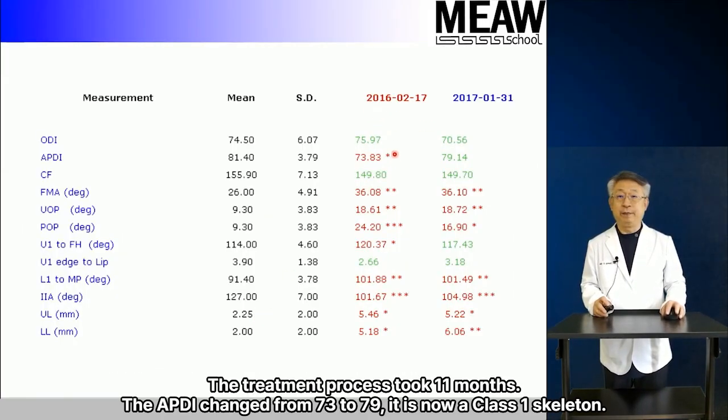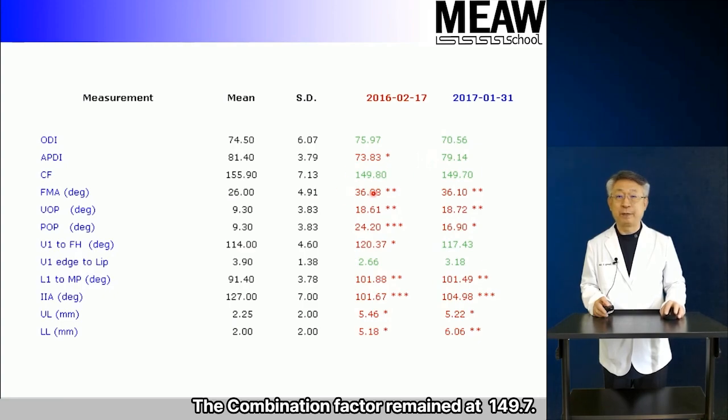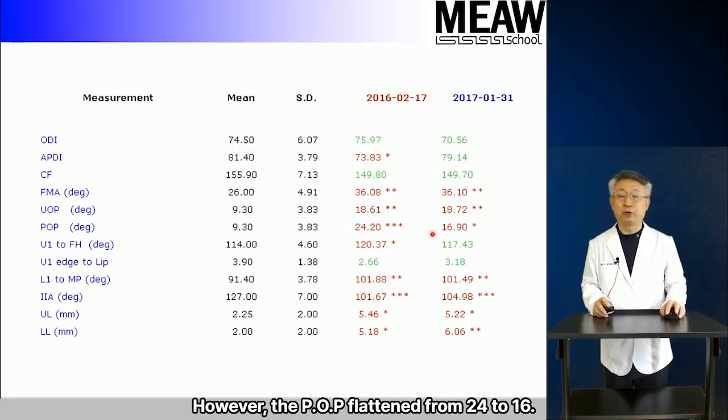The APDI changed from 73 to 79. It is now a Class 1 skeleton. The combination factor remained at 149.7. However, the POP flattened from 24 to 16.